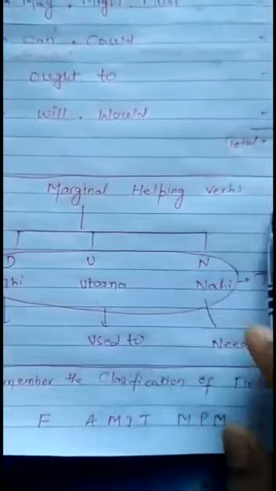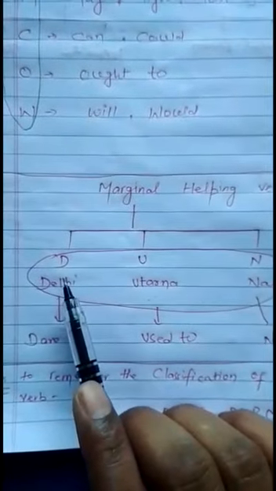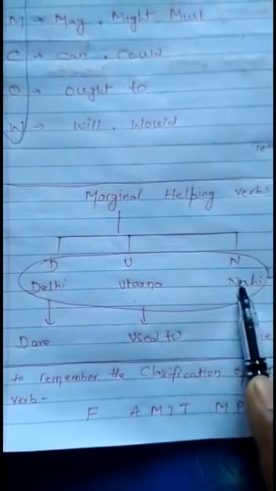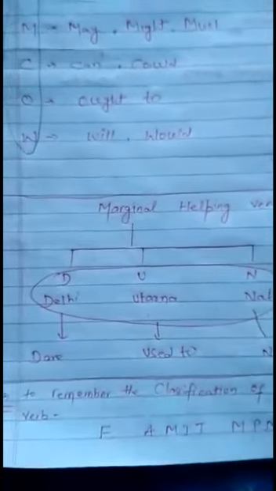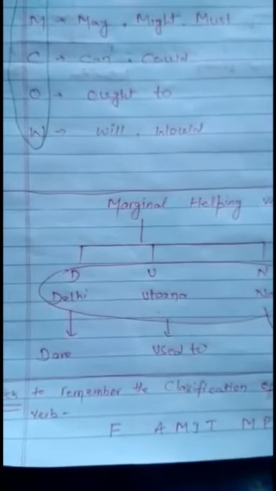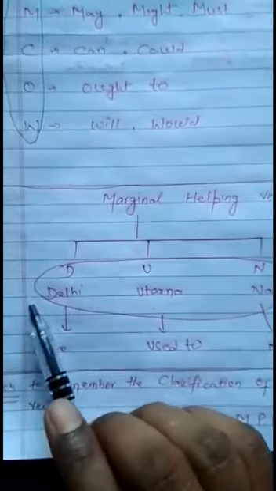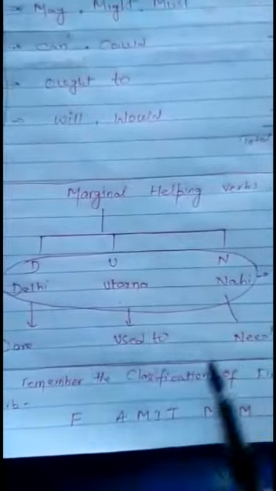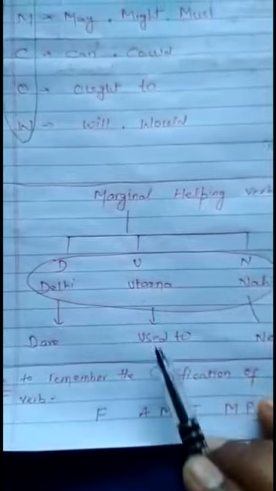Now the last term is marginal helping verbs. Marginal helping verbs are also very simple to remember. I have made one more trick. DUN. Remember, whenever you go to visit any place through Delhi, don't leave your train in Delhi. Why? I have written here Delhi utarna nahi. D stands for Delhi, U for utarna, N for nahi. This is a very simple thing. With the help of that you can remember it. D stands for dare, U for used to, and N for need.